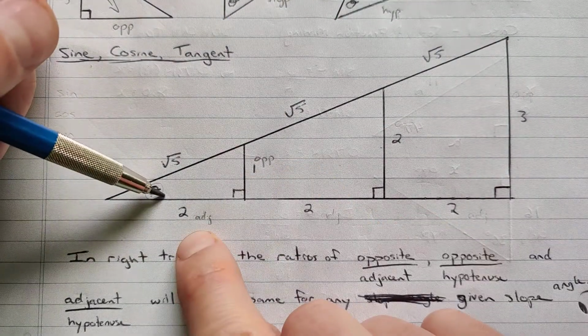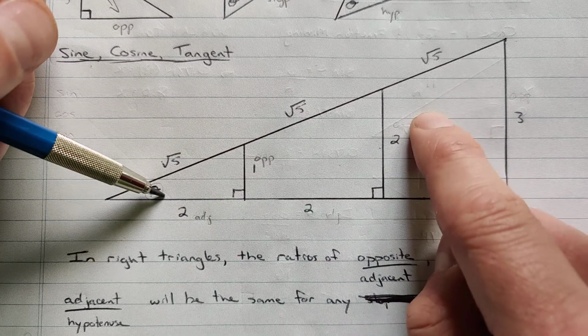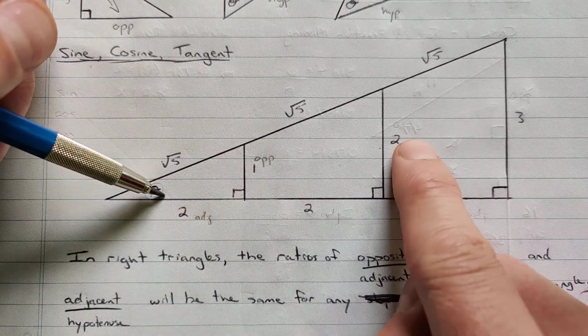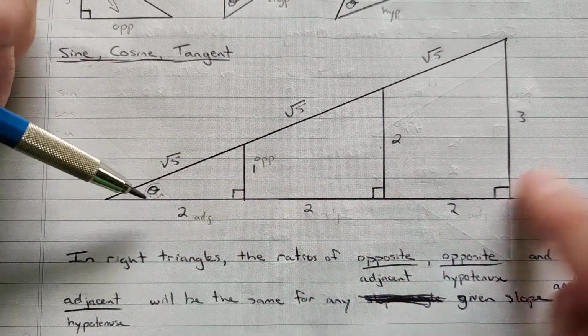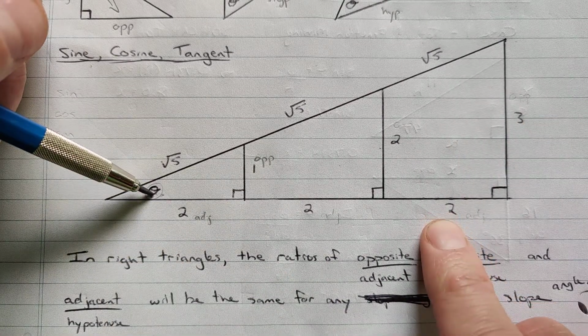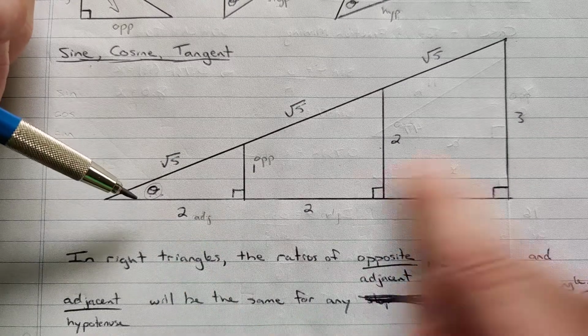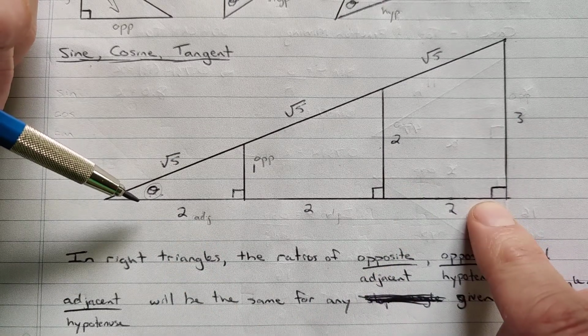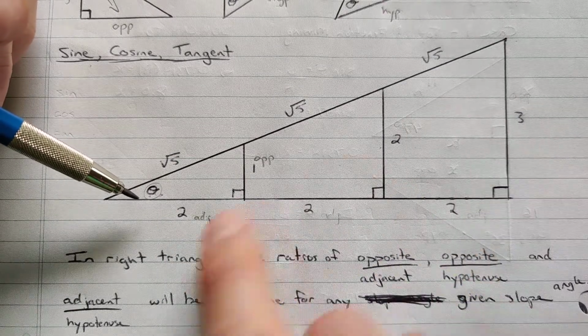The opposite divided by the adjacent is 0.5. The opposite divided by the adjacent is 2 divided by 4, that's 0.5. The opposite divided by the adjacent, 3 divided by 6, is going to be 0.5. They all have the same ratio. And that is what we're going to be working with.